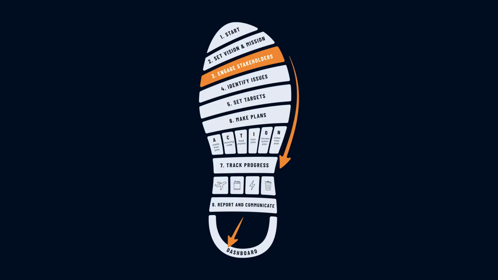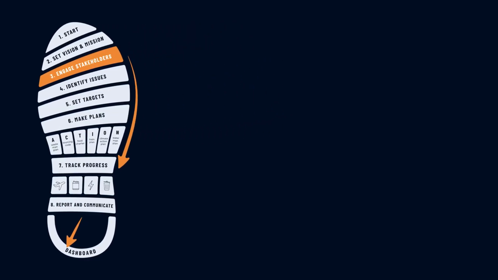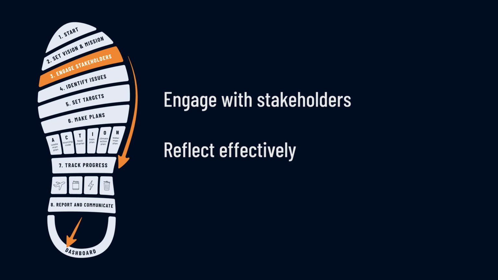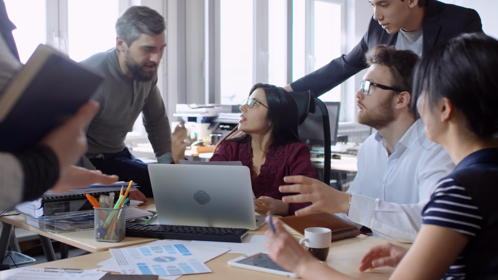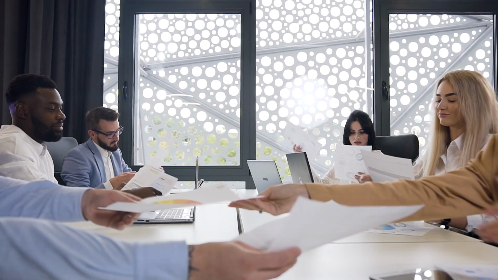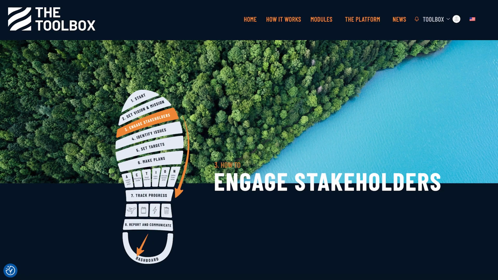This step of the Toolbox process is designed to help you engage with stakeholders and reflect effectively on those interactions. Continuously communicating with internal and external stakeholders is key to the success of your sustainability program. So, let's jump into stakeholder engagement. We can think of stakeholder engagement as a constant conversation with individuals and entities connected to your organisation.